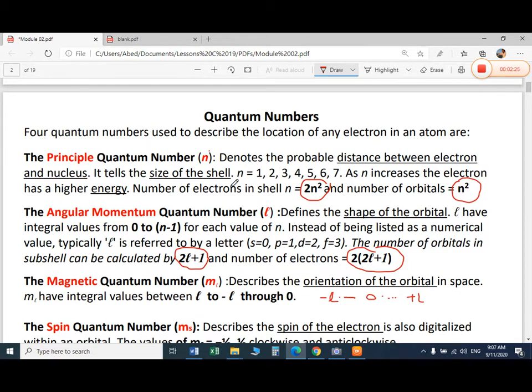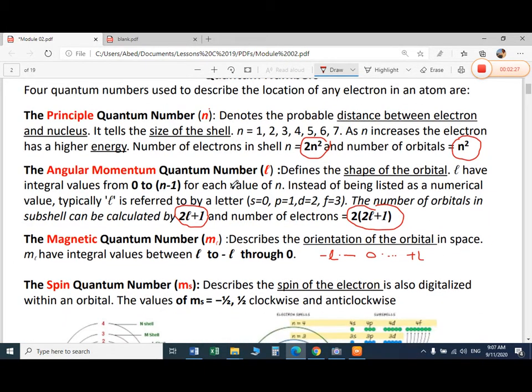Okay, and then next, number 2 is the angular momentum quantum number. The angular momentum quantum number, represented by L, gives you the shape of the orbital. I will show you the shapes, but let me first explain the formula to calculate the number. It starts from 0 and finishes 1 before the n.